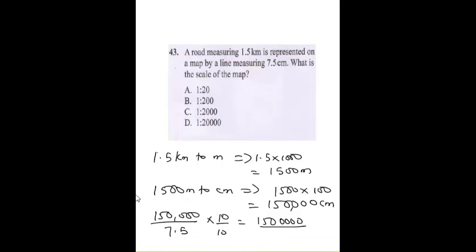It's going to give me 150,000 divided by 75. Here 75 into 150 is going to give me 2. Then I have my 1, 2, 3, 4. So my final answer is 20,000. So it's going to be 1:20,000. So the correct answer here is going to be what? D.